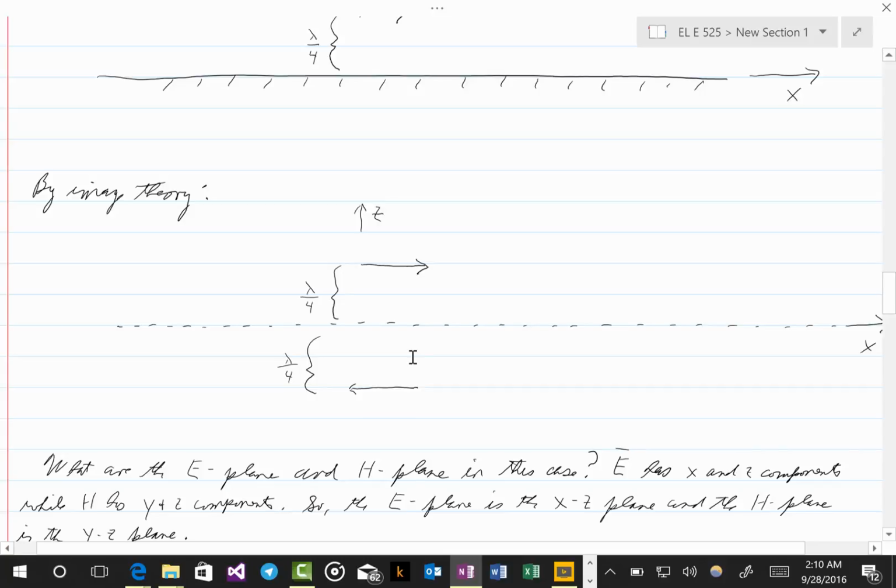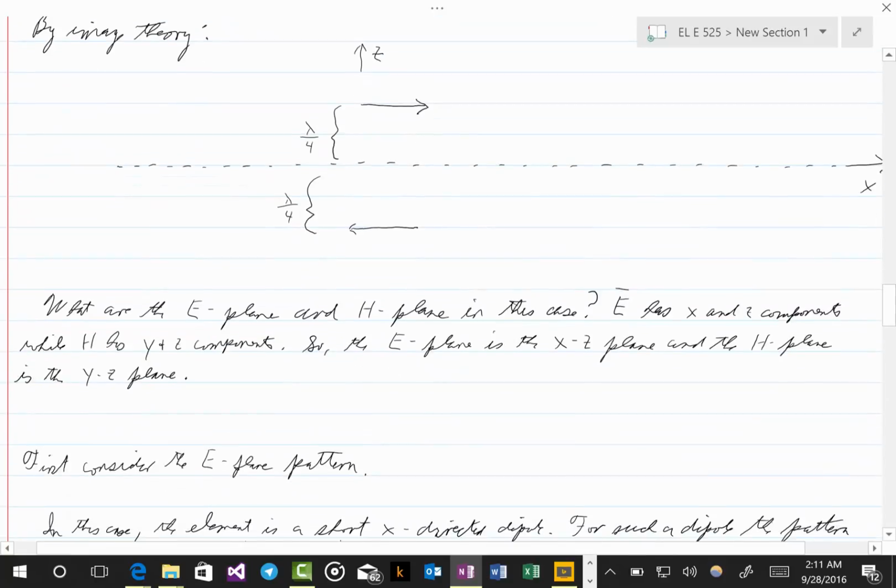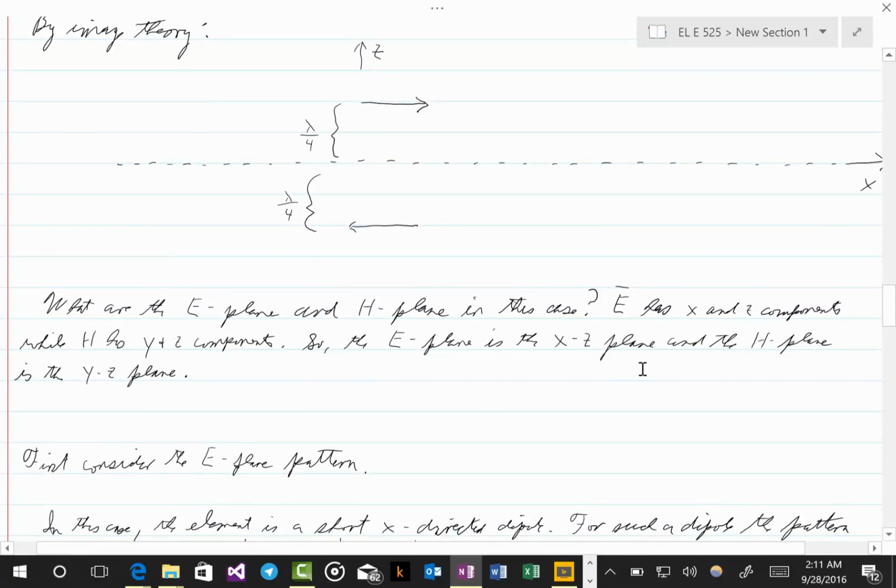Now we have to decide what the E-plane and H-plane are for this problem. Well, in this problem, the electric field in the far field will have a theta component, or as I put here, it will have X and Z components, but it will not have any Y component. And in the far field, H could have Y and Z components, but it will have no X component. So as a result of that, the E-plane is the XZ plane and the H-plane is the YZ plane.